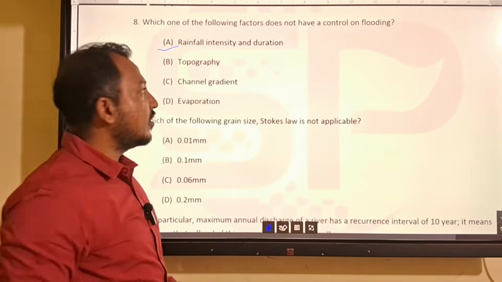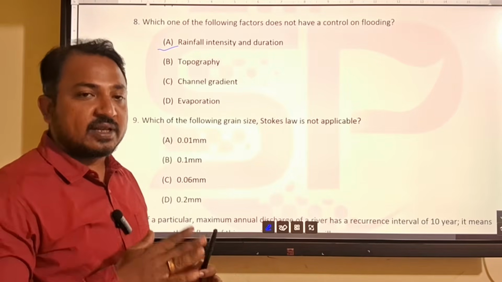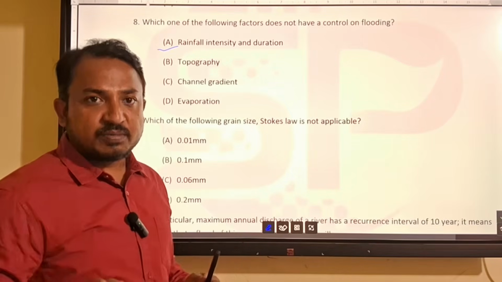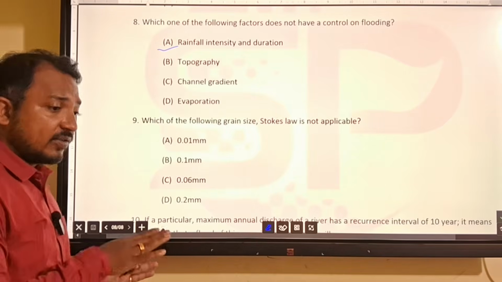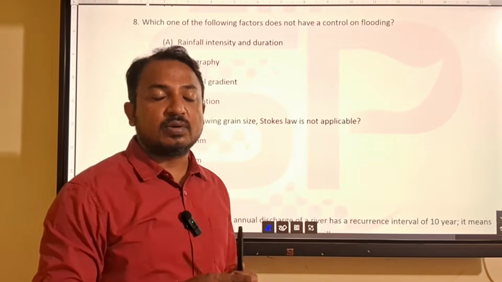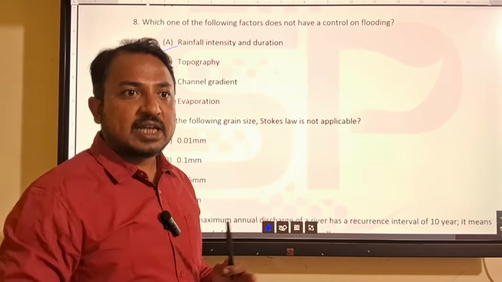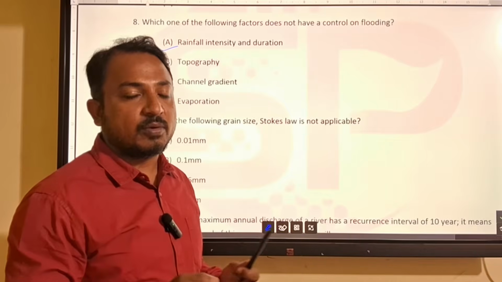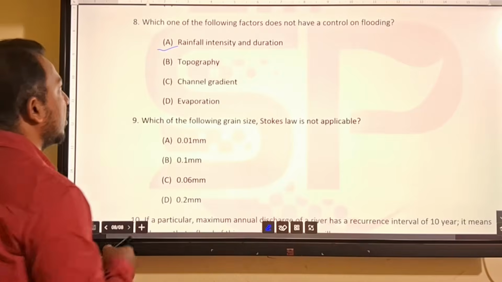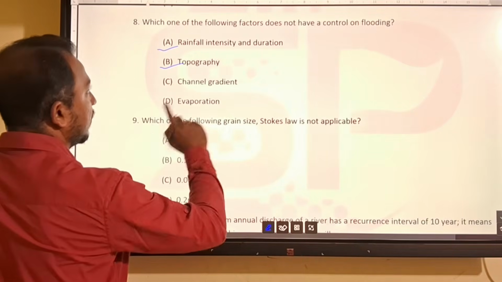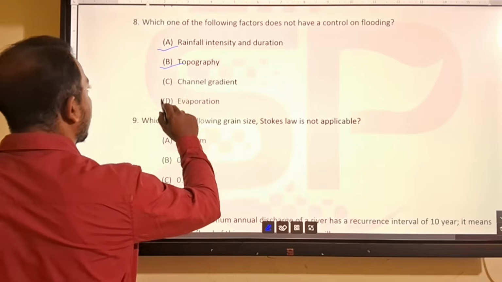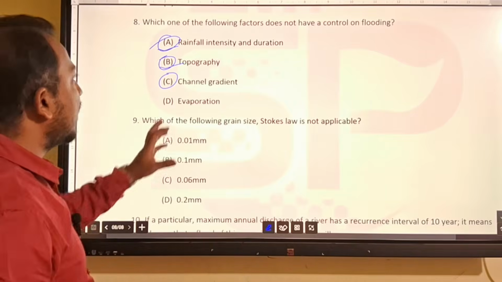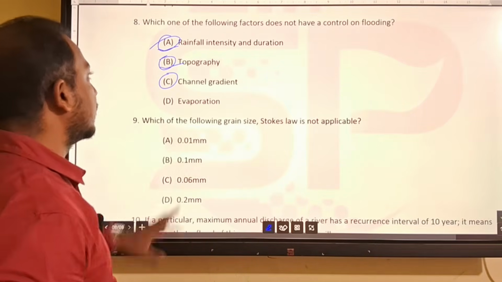Topography. Topography also plays a major role during flooding, because in a region where there is a steeper slope, the water cannot remain there, so it will move downstream. Where there is a lesser gradient, water will remain for a longer time, so it can swell or overflow the valley. So topography also affects or controls the flooding. Similarly, topography is also related to channel gradient. So all these three have a direct effect on the flooding condition.